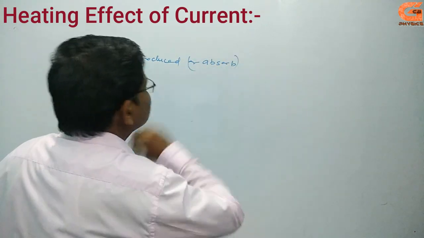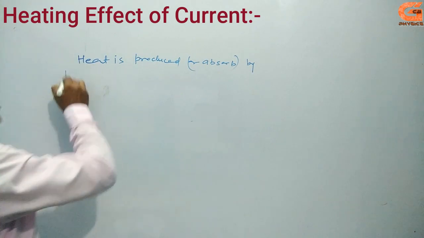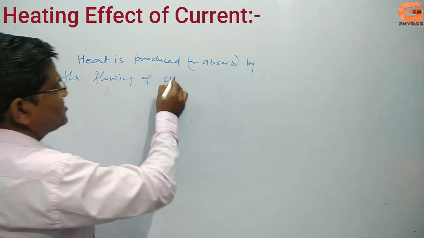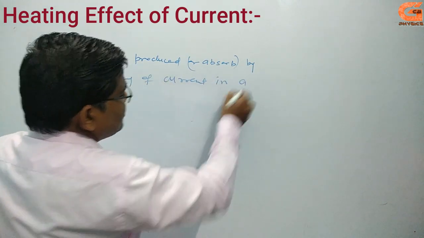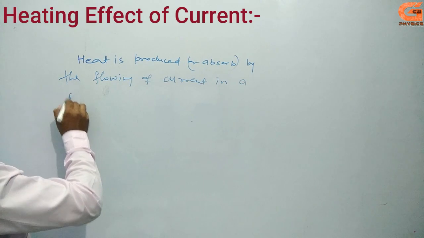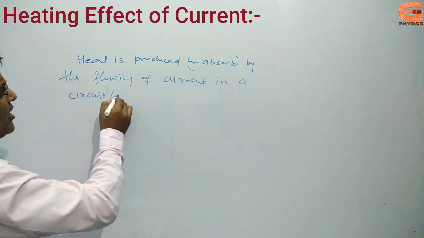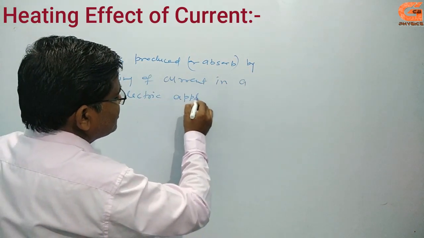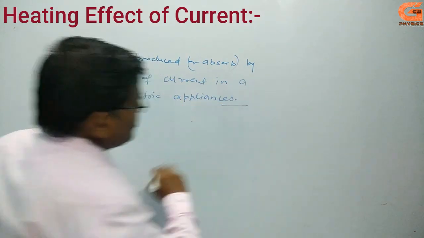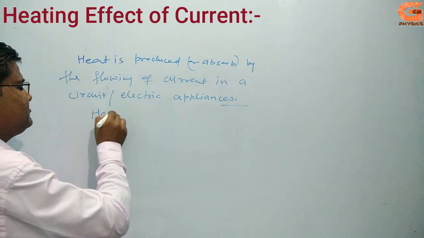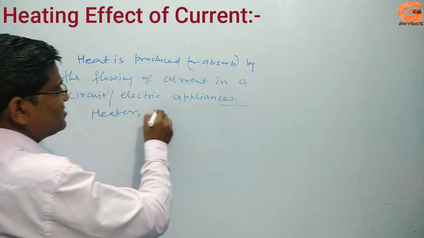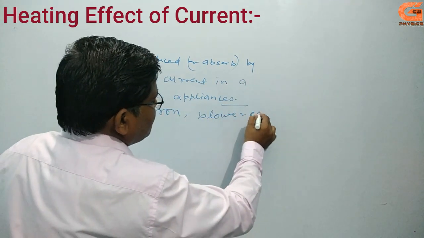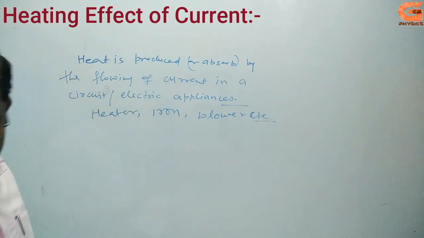Generally it is produced by the flowing of current in a circuit or electric or electronic appliances, like a heater, geyser, iron, blower, etc. This type of instrument is based on the heating effect.